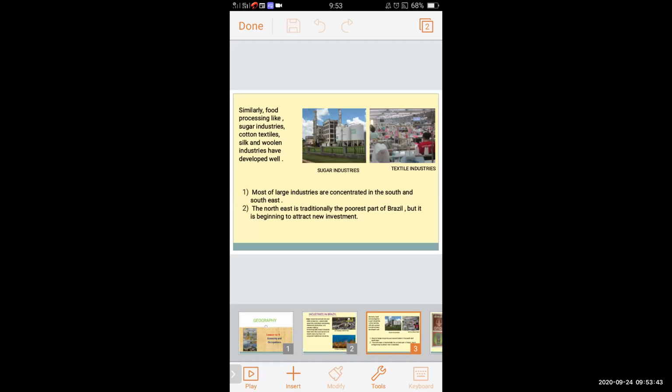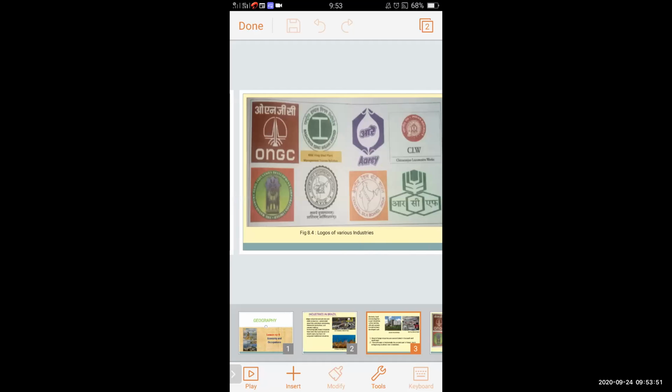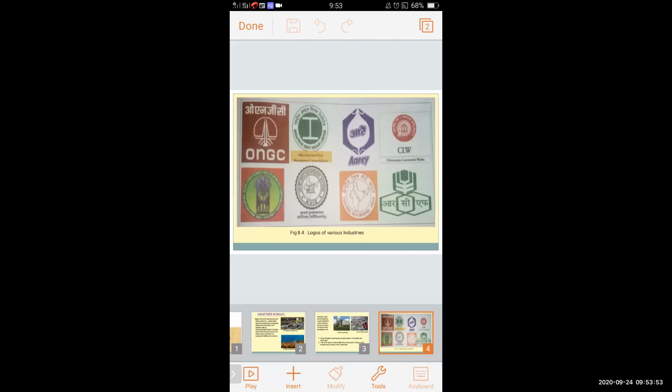So this is what we have studied about the industries in Brazil. Brazil has different types of minerals and different industries. Now today we will start with industries in India.